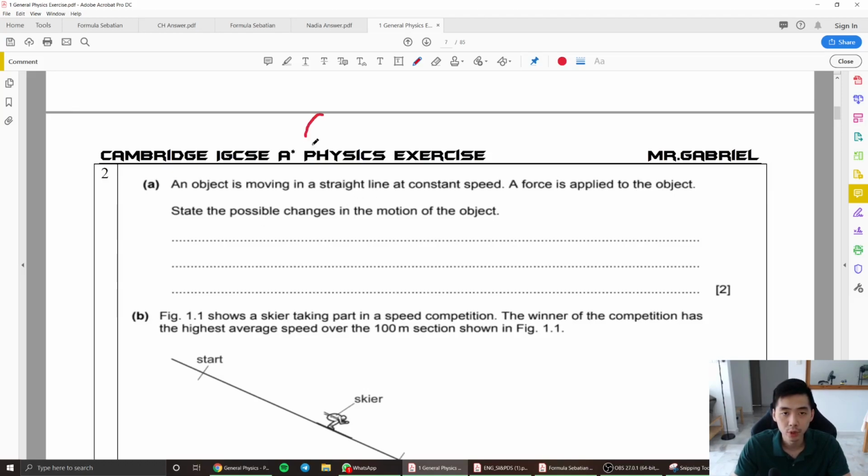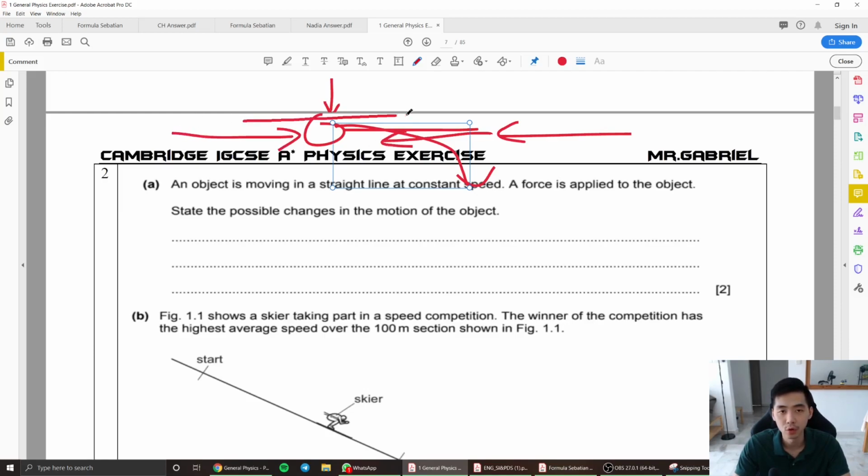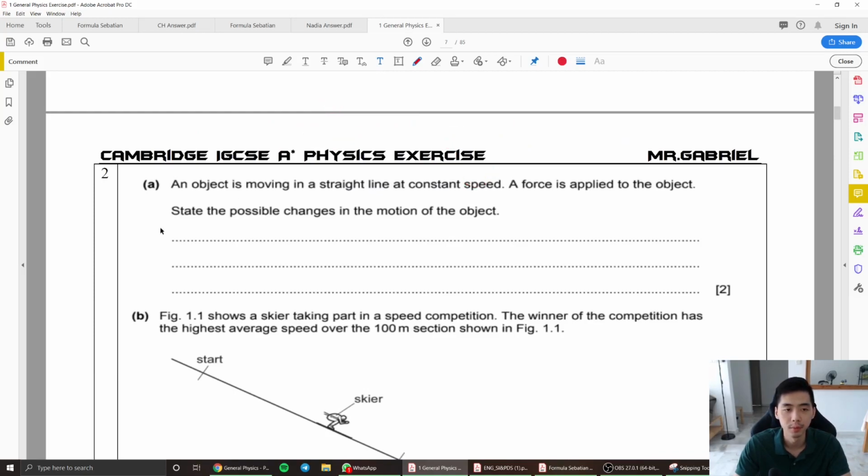If today an object is moving at a constant speed forward, once I apply a force, I could change its direction. If I apply a force here, I could decelerate it. If I apply a force here, I could accelerate it. So you can write either one of it, it is definitely acceptable.